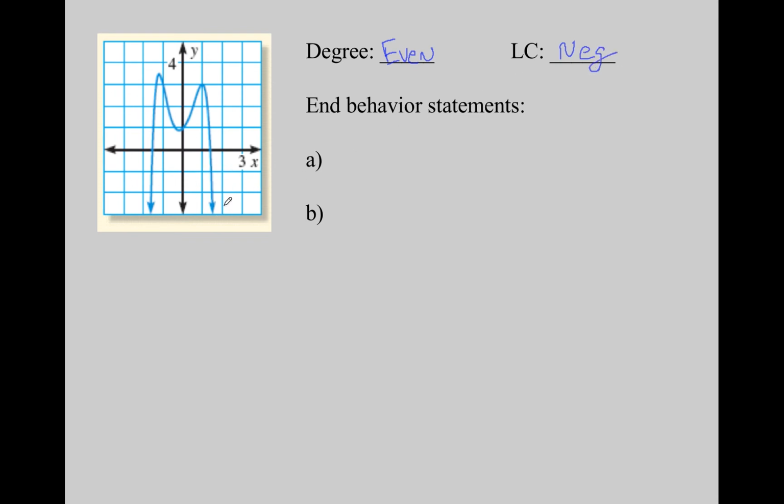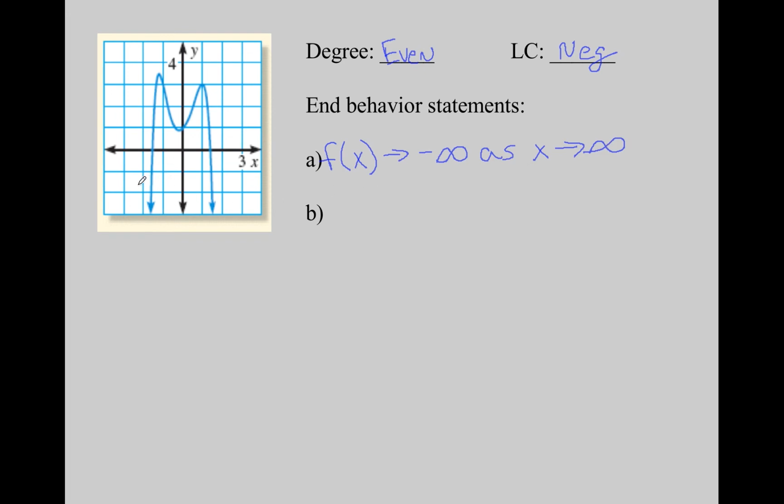Let's take a look at the right hand side. I'm going to use this notation now. What's happening to the y values? The arrow is going down, so your y's are getting smaller as your x's are getting larger. So f of x approaches negative infinity as x approaches positive infinity.